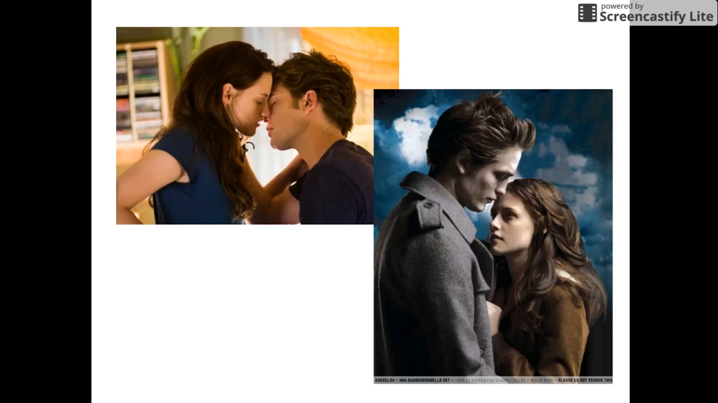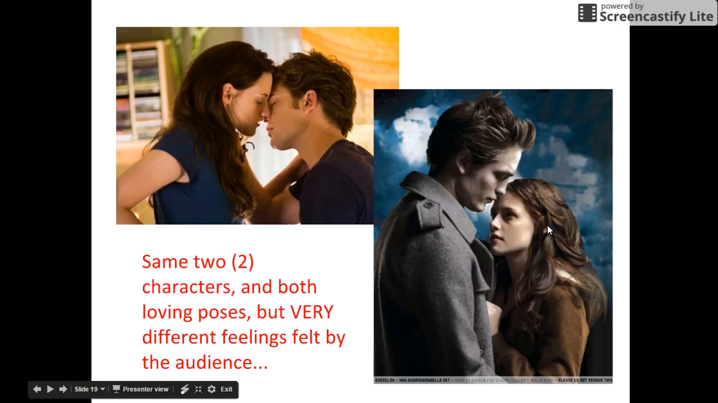The lighting also is really emphasizing the dark shadows under her eyes, and again, I think that is a bit foreboding, because if this is a positive relationship, like we eventually find out that it is, based on this picture, we would never know because it looks pretty sickly, pretty scary, pretty dark. Okay, so that's lighting. So here we have, again, the same two characters, very loving poses, but very different feelings based on the colors in the lighting.